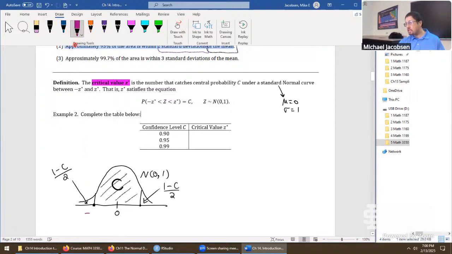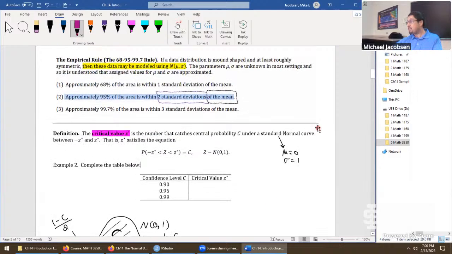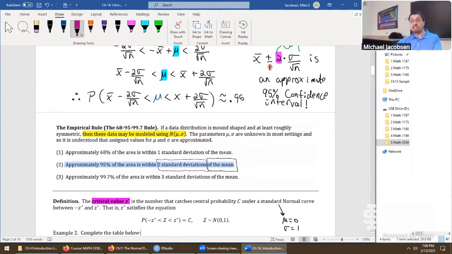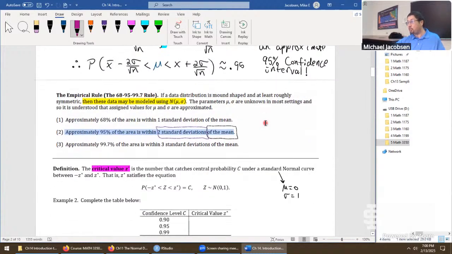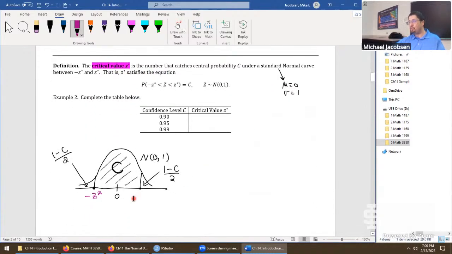Off to the left is negative Z star, and there's no harm in calculating it. Negative Z star is just equally as good as positive Z star because it gets used both due to the plus and minus. So you really need both. We just typically report the positive value.